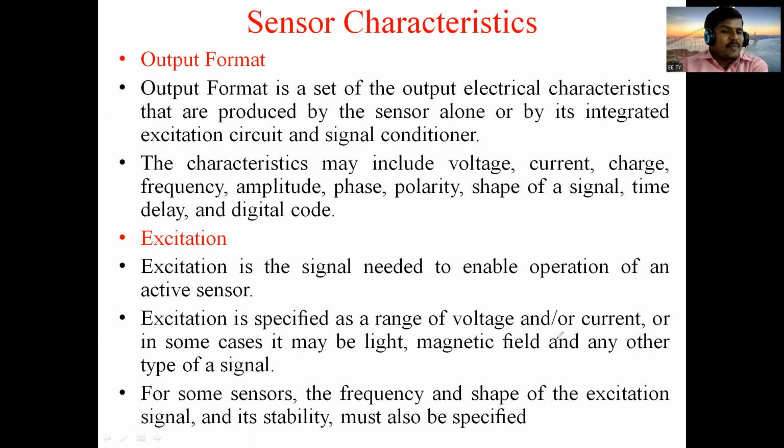So excitation is specified as a range of voltage. Okay, so what excitation can be provided? We are able to provide external voltage, we are able to provide an external current source, or in some cases it may be light. In some cases light is required for excitation, and in some cases a magnetic field is required for the excitation, or any other type of signal, right? So this is excitation, it is required to enable the operation of the sensor.